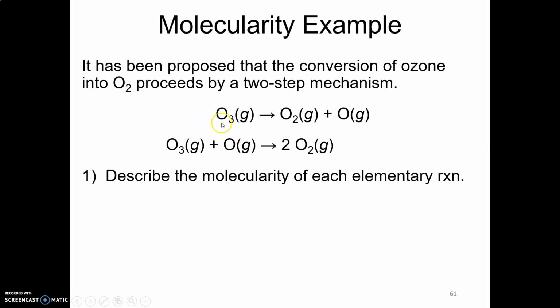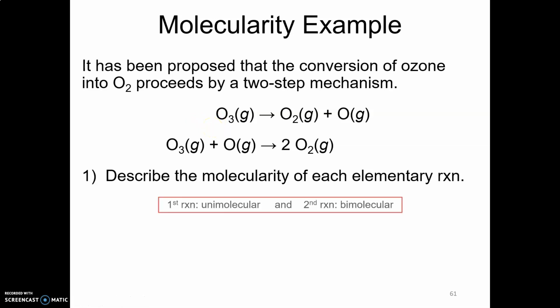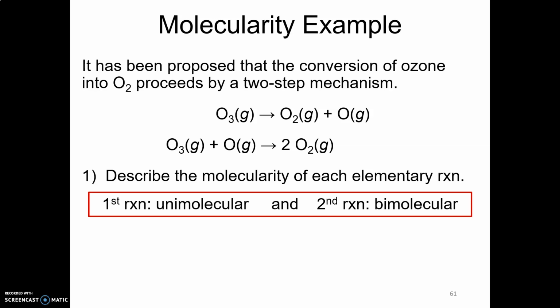So if we look at the first reaction, we have a singular reactant, and we only have 1 mole of it. So that is unimolecular, right? And then if we look at the second one, I have 2 reactants, 1 mole of each, 1 plus 1 is 2, and we refer to that as a bimolecular process. Now, this is a mechanism. What is the overall reaction that this mechanism is representing?